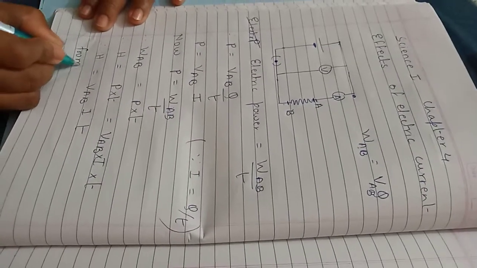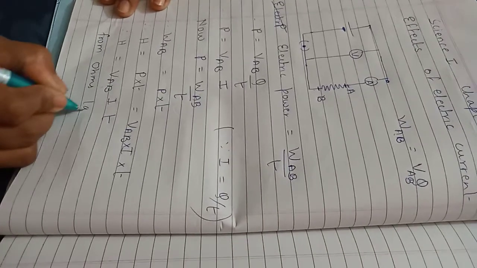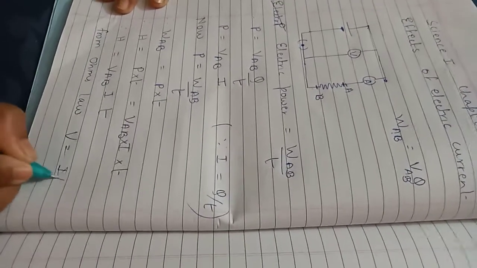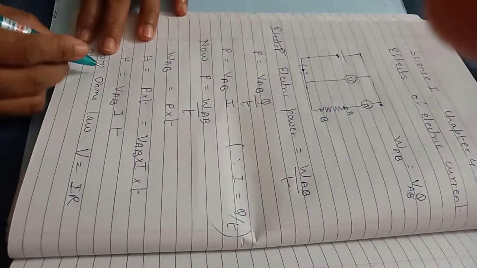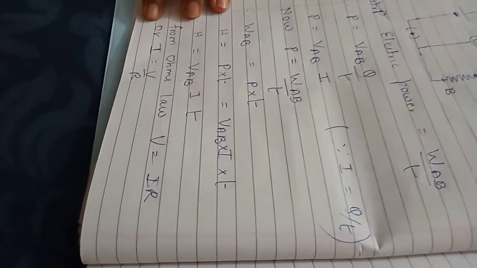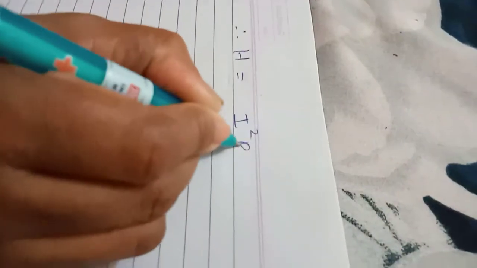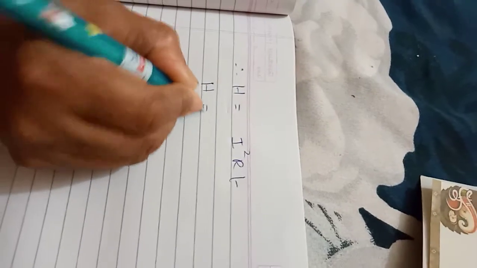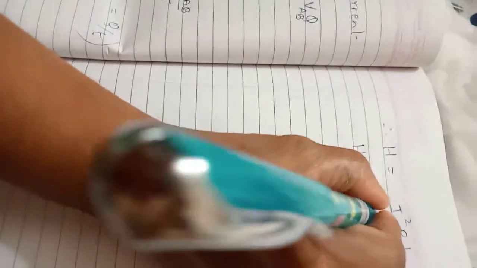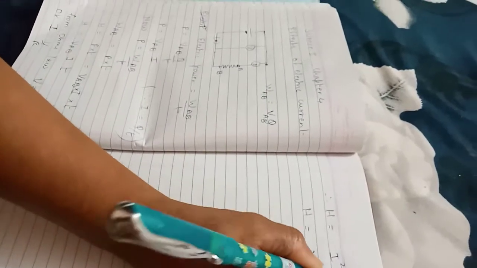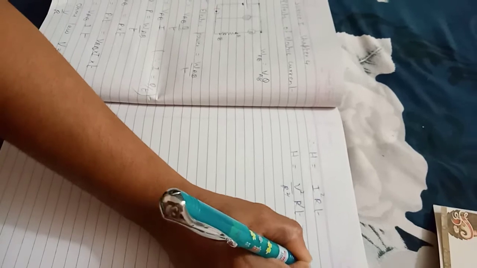Now from Ohm's law, we have V is equal to IR, or I is equal to V by R. Okay? Substitute V is equal to IR. Therefore, what is H? H is I square RT. Now, what is I again? I is V by R. So it is V square by R square into RT. That is V square T upon R. That is heat energy. Correct?